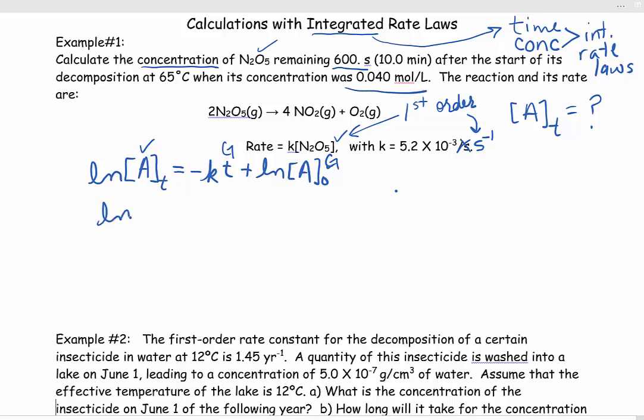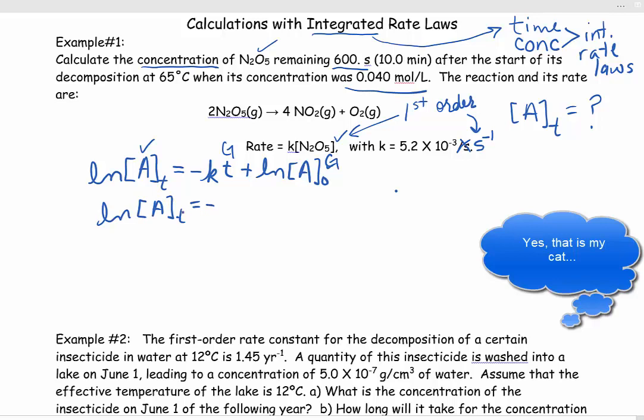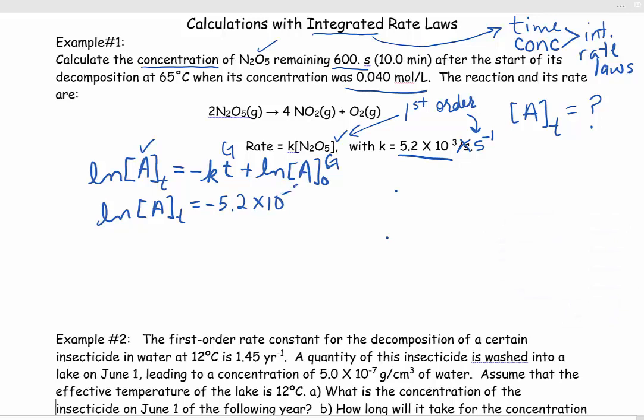All right, so let's go ahead and do that. We're given k as well, so that's 5.2 times 10 to the -3 seconds to the -1. We're given the time, and I gave it to you in seconds. Notice that that's important because we want our rate constant units to cancel out with our time units. So if I had not given you seconds, you would have needed to take the minutes and convert them to seconds. And A naught is the starting concentration or the initial concentration of the reactant.